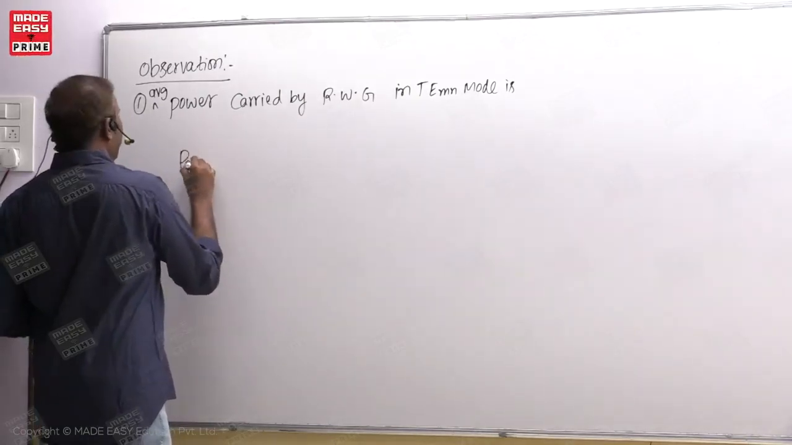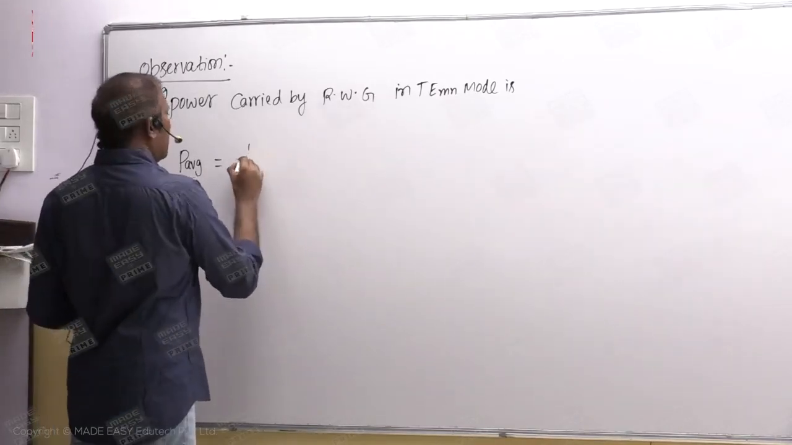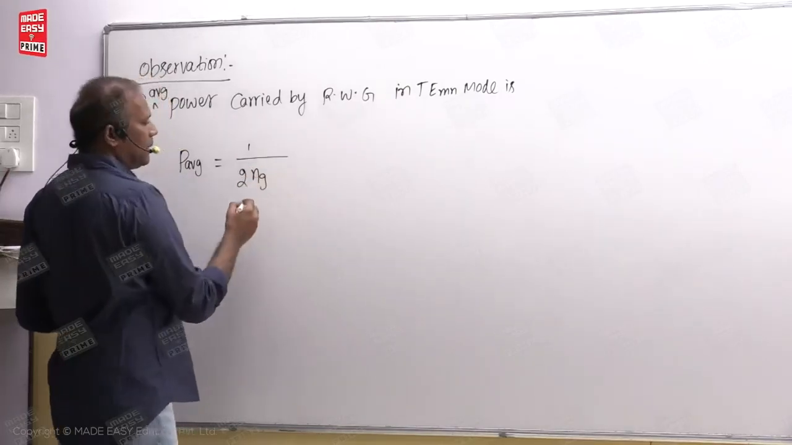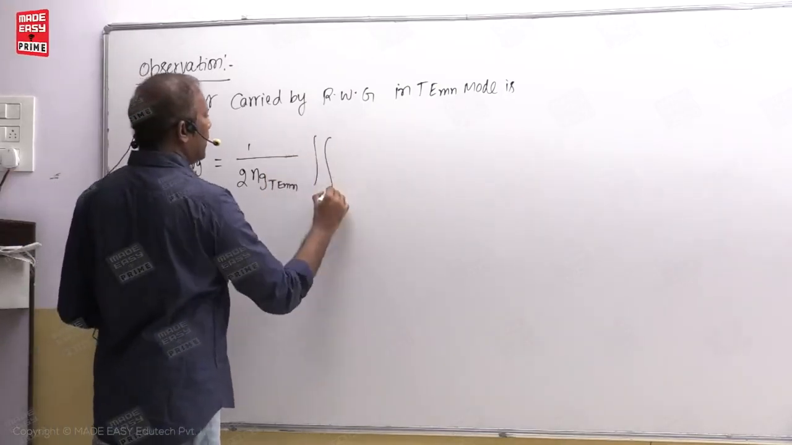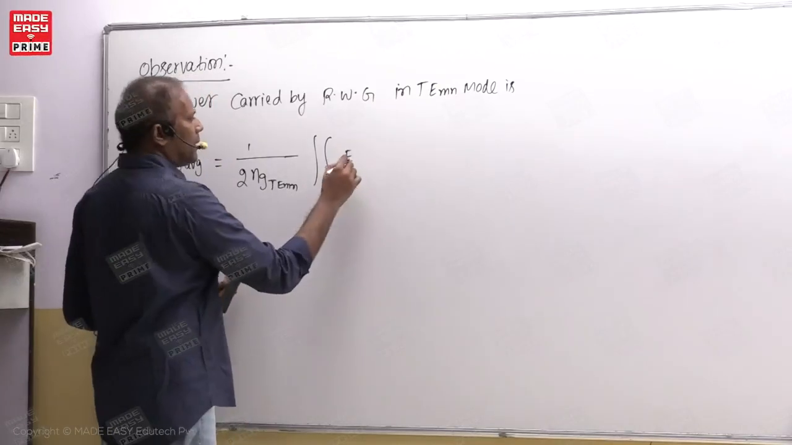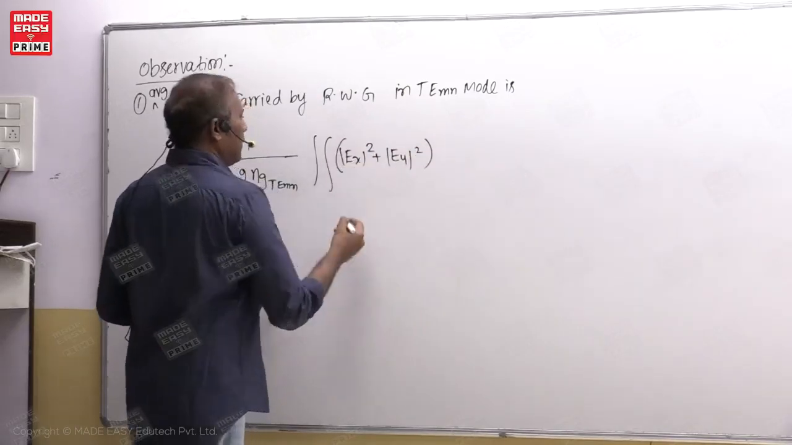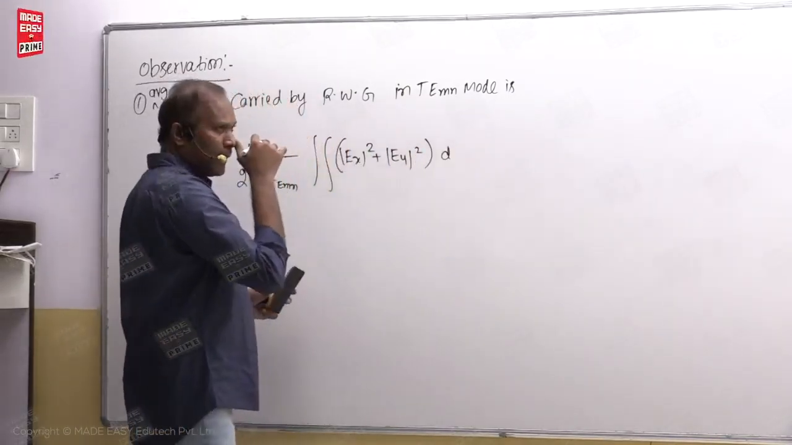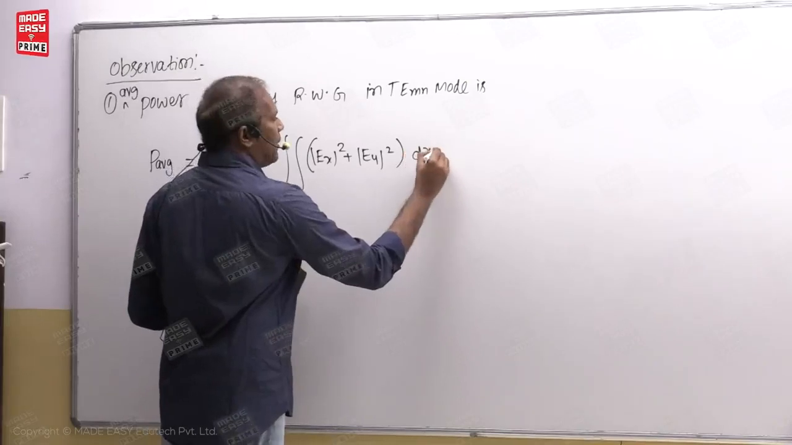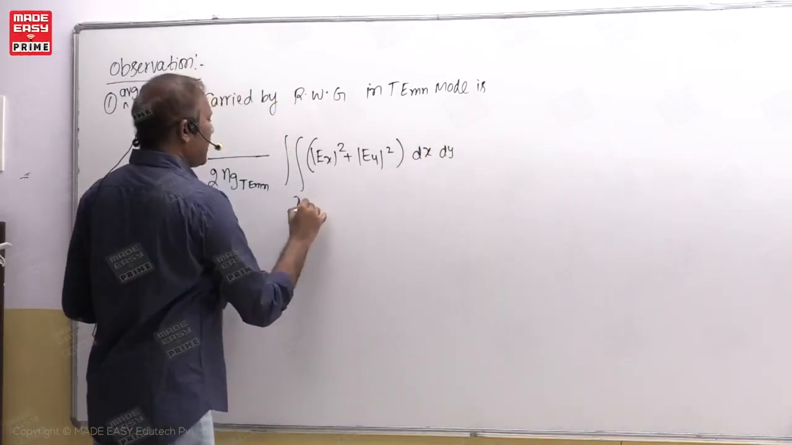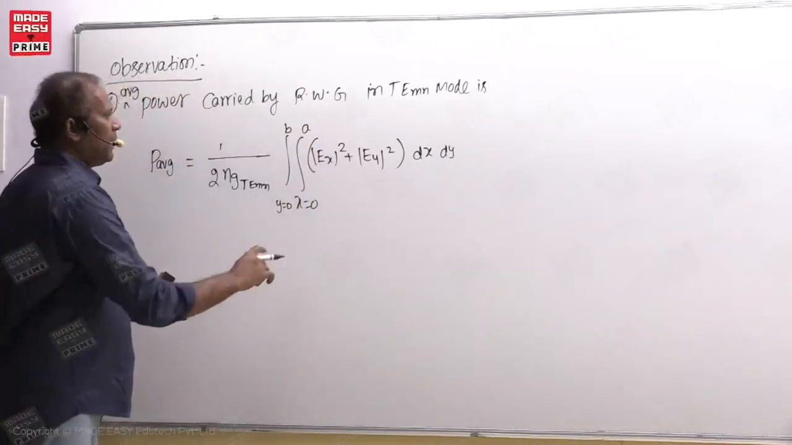P average is equal to 1 by 2 eta g for the TEmn mode, double integral of electric field square, that is, the electric field x component and the electric field y component, over the waveguide open end. We have x variable and y variable, so x varying from 0 to a and y varying from 0 to b.